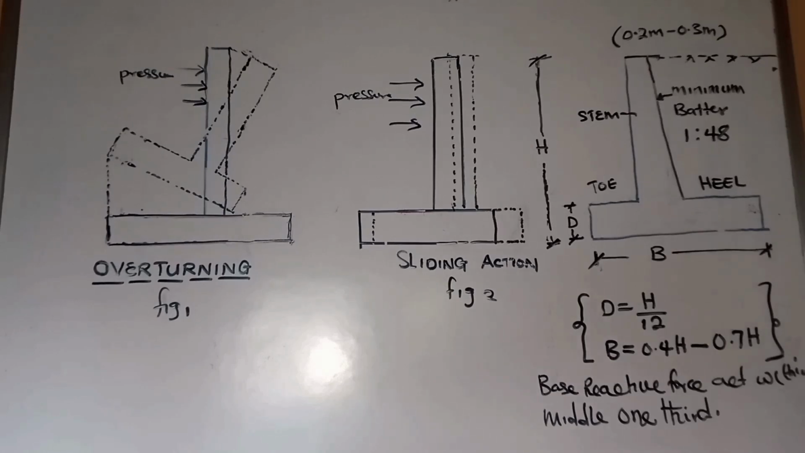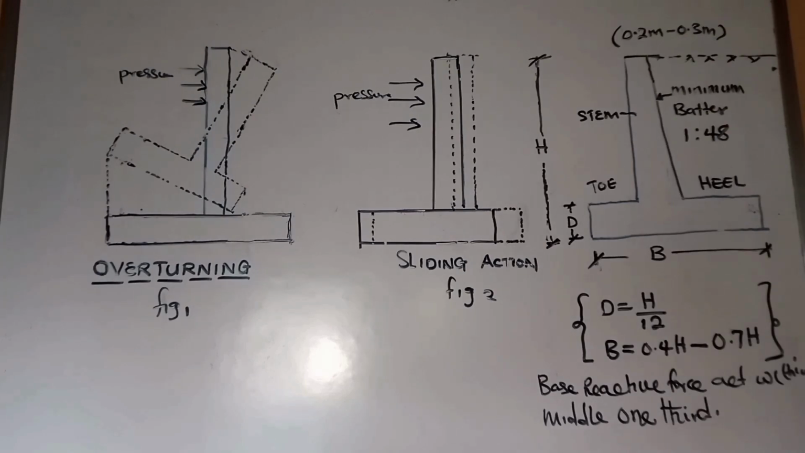Now, looking at the retaining wall, you can also look at a typical dimension of a retaining wall where we have the footing base B, the depth D of the footing, and the toe area. The stem is between 0.2 meter to 0.3 meter, at the top and the bottom. Then we have the slantness to be 1:48. So we have the toe, we have the heel. You can look at the D value.